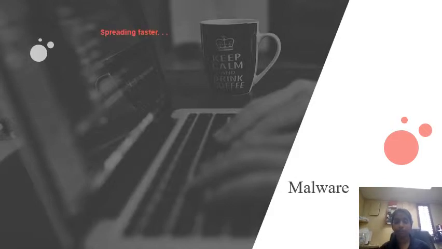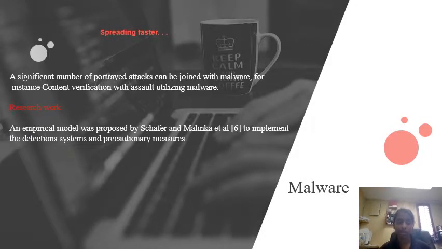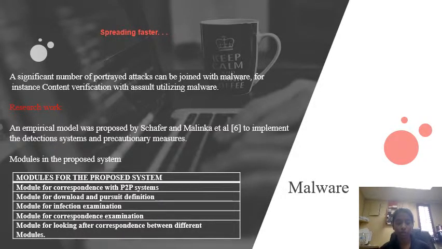Malware spreading faster. A significant number of botnet attacks can be joined with malware for instant content verification with assault utilizing malware. Research work. An empirical model was proposed by Schaffer and Malginica et al. to implement detection systems and precautionary measures. Models for the proposed system, there are 5 models in that: model for correspondence with peer-to-peer system, model for download and pursuit definition, model for infection examination, model for correspondent examination, model for looking after correspondence between different models.